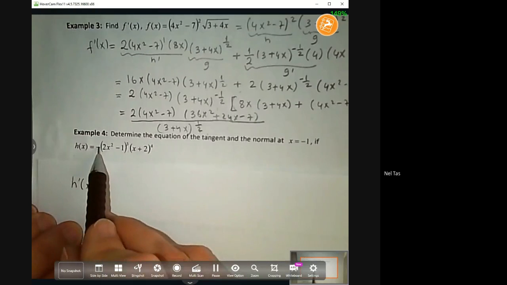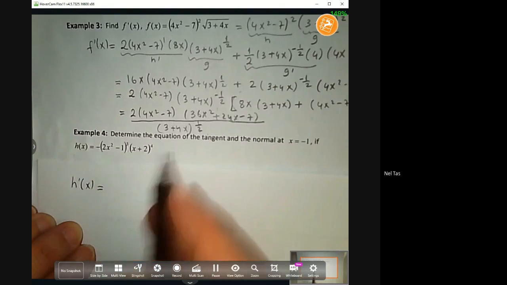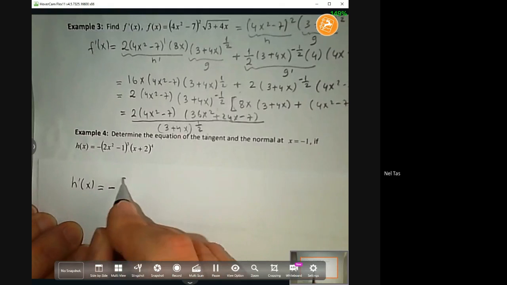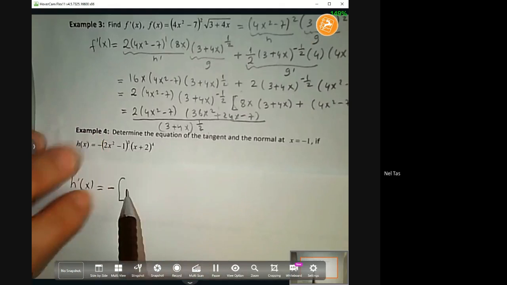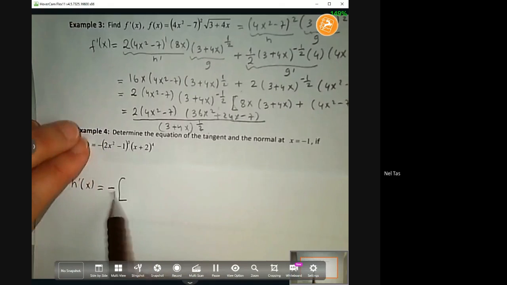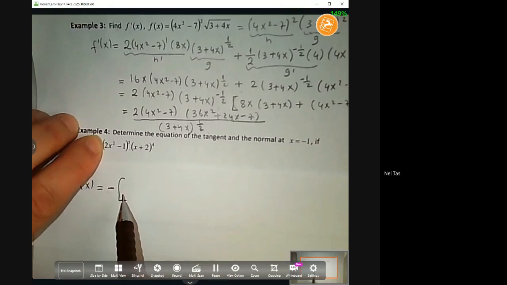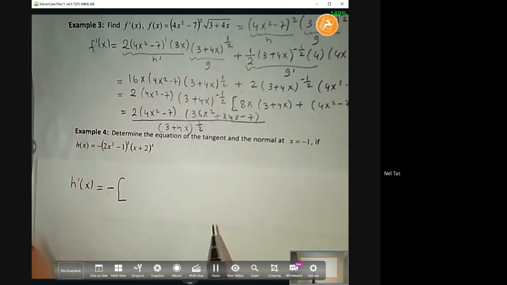Okay, so I see a negative sign, so that may cause some mistakes on the way. So I'm just going to take it out, open a big bracket, because that negative sign belongs to the whole thing. If I do this, then when I'm taking the derivative, I don't have to worry about it. Just keep it outside of the bracket.